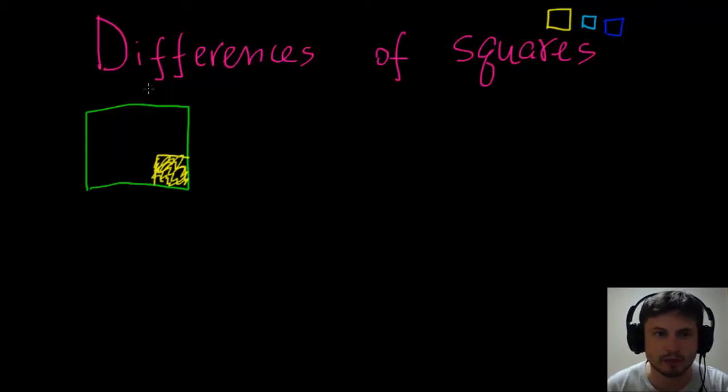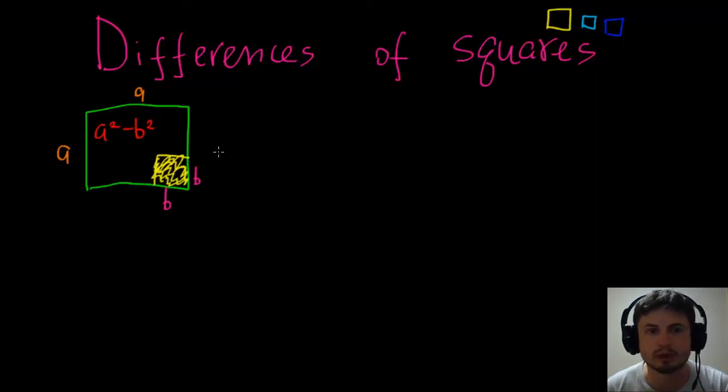So if this is a square with sides A, and this is a square with sides B, differences of squares can be expressed as A squared minus B squared. Now there's a really cool visual and also geometrical way of solving this, but essentially what we're looking for is a way to factor this algebraically. Now how do you do this? Well, let's try different ways.